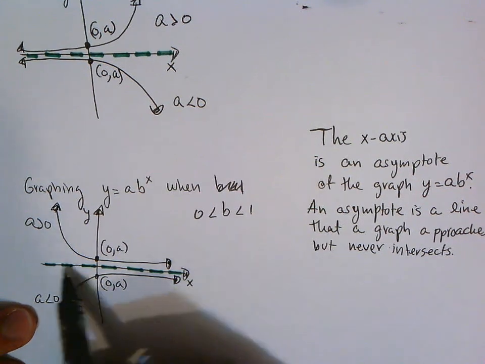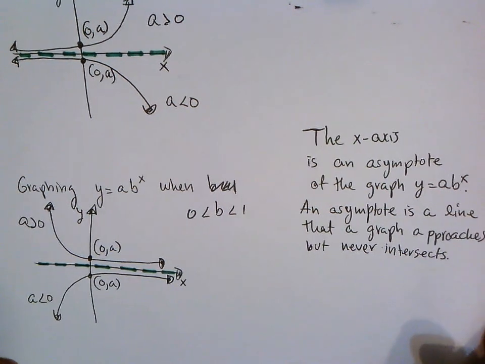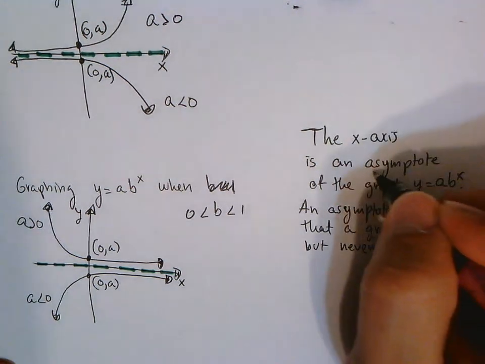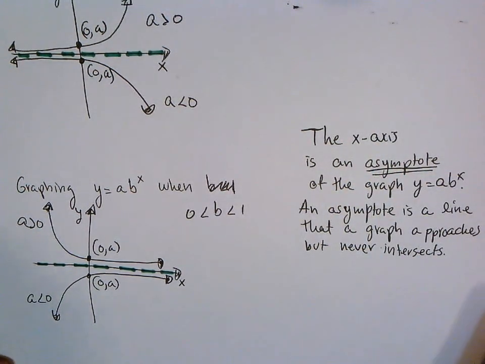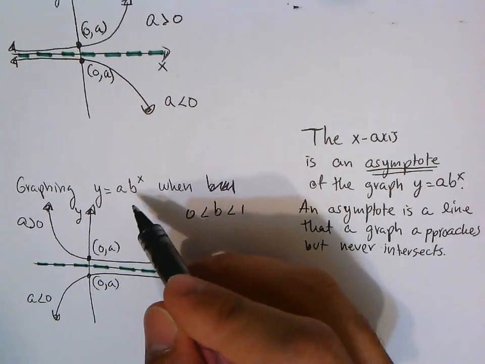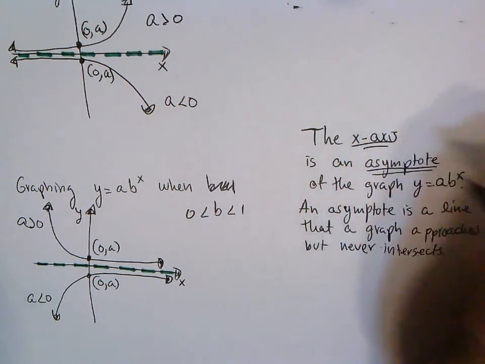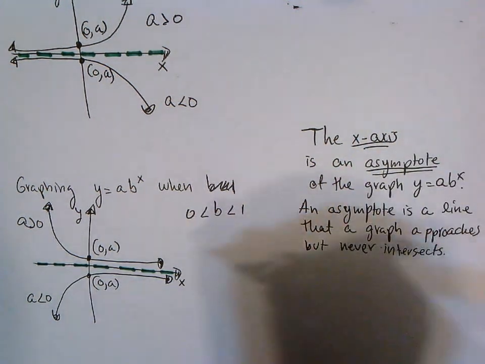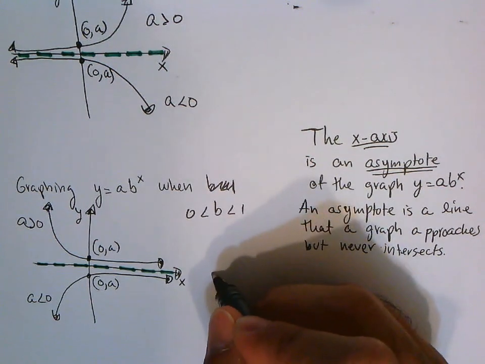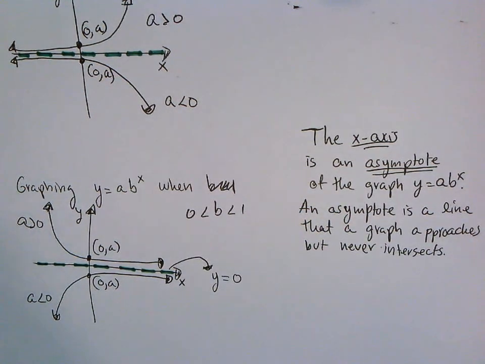So you might be wondering, what is that line that is dotted right on the x-axis? Well, that is the asymptote. And we're going to have asymptotes for any exponential functions. But right now, since we're talking of the exponential function in the form of y equals a times b to the power of x, that asymptote will always be the x-axis, or we can also call it y equals 0. That is my asymptote.